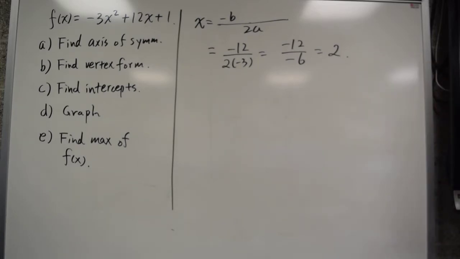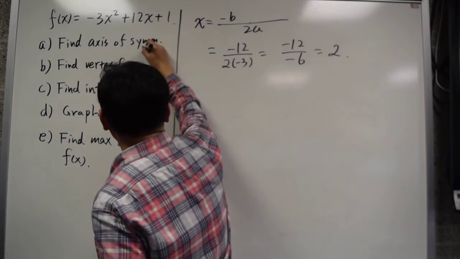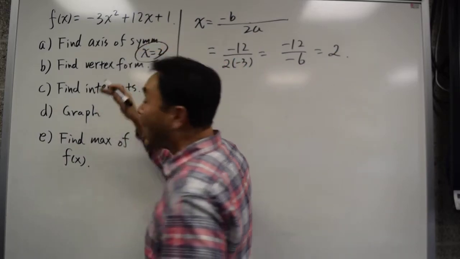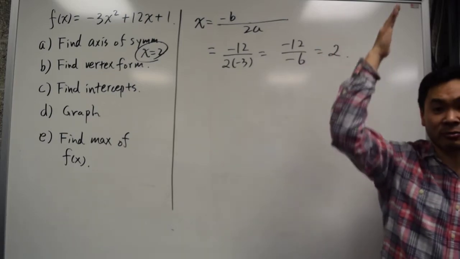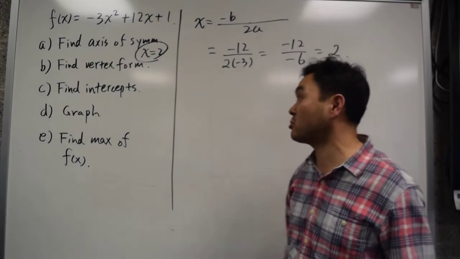Okay? And what you write down shouldn't be just 2. You should really write down x equals 2, because the axis of symmetry is a vertical line. A vertical line equation is always x equals a number. So you should really write down x equals 2.